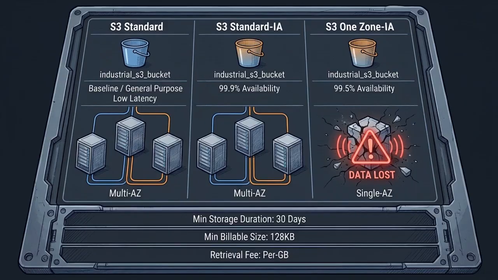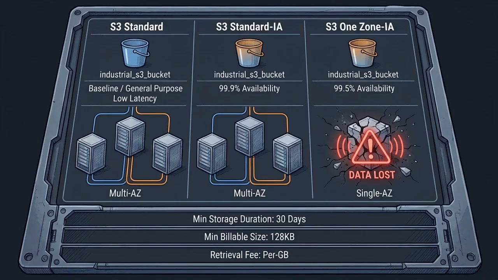This decision matrix establishes our architectural options. S3 Standard is the baseline default, replicating data across multiple physical availability zones to deliver low latency for active workloads. For data accessed less frequently, but requiring immediate access during an event, Standard IA provides 99.9% availability, making it suitable for disaster recovery backups. One Zone IA removes the cross-AZ replication, reducing your storage rate by 20% while targeting 99.5% availability.